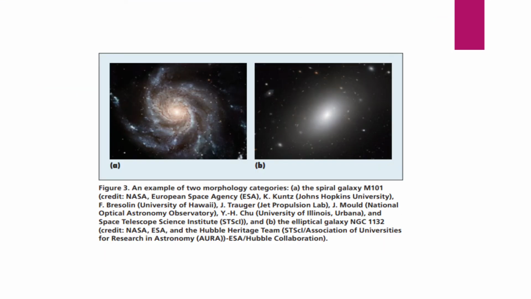The figure shows an example of two morphology categories. The first one, the spiral galaxy M101. The credit goes to NASA as usual. And figure 2 describes the Hubble Heritage Team, which discovered the, Association of Universities, Space Telescope Science Institute.